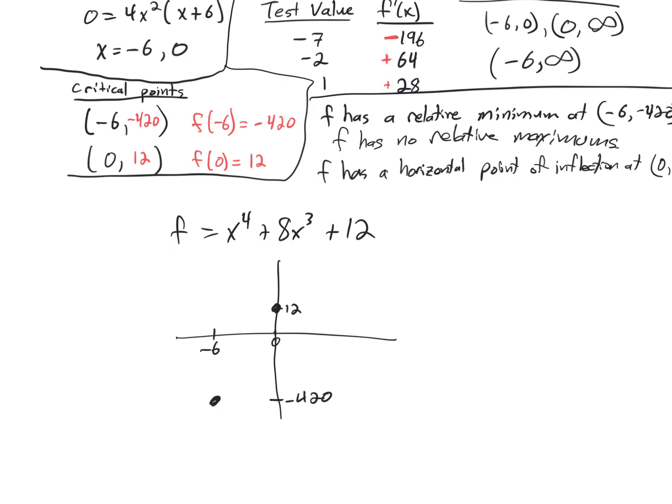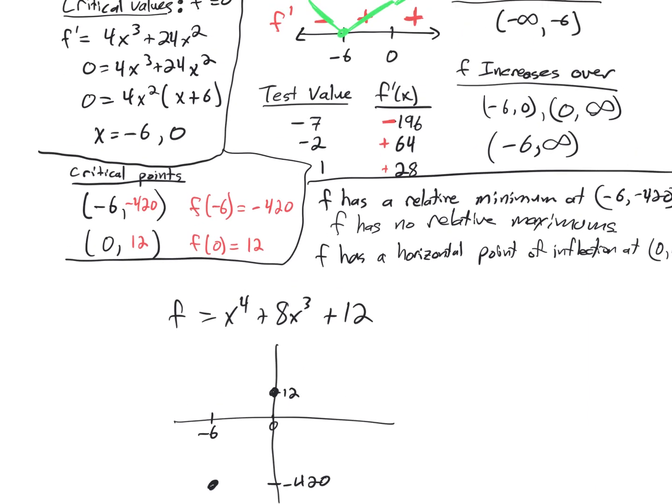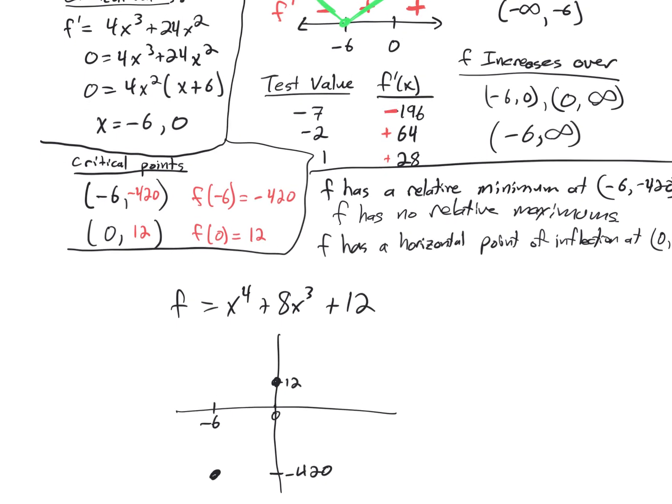Furthermore, let me scroll up so we can see the sign chart just a little bit. That should be good enough. What we know is the function is going to decrease all the way up until -6, then it's going to increase up till 0, and then it will increase again beyond that.